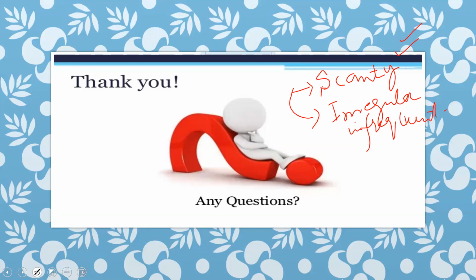Scanty periods, in our society where tuberculosis is very common. So try to find out the family history of tuberculosis first of all. Just take a history: is there any family history of tuberculosis, or have you ever been treated for tuberculosis? So scanty period could be one of the reasons with tuberculosis, number one. Secondly, irregular and infrequent periods are associated with polycystic ovaries.